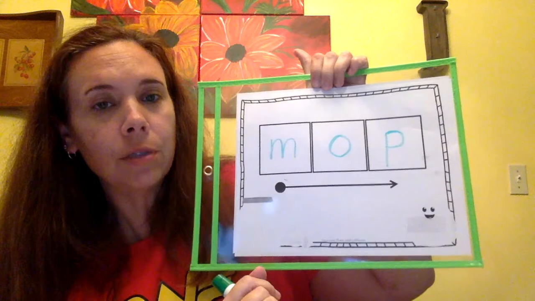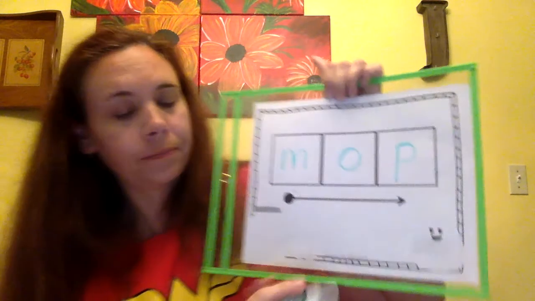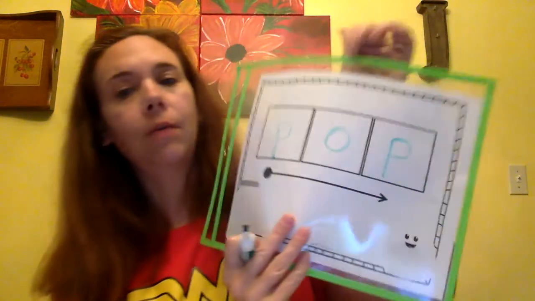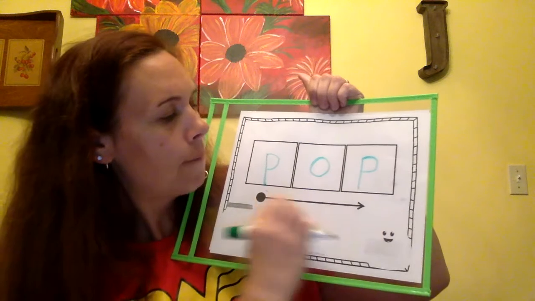Mop is something we use to clean the floor. Mop. Erase and put in the next sound, which is p. Now our first sound and our last sound are the same. P, op, pop.